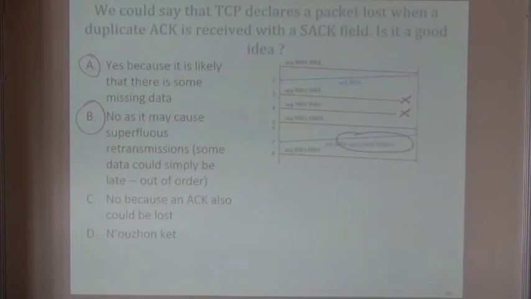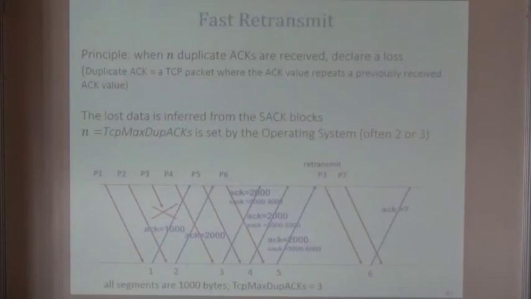Now, B is also right because it's not guaranteed that because I receive a duplicate acknowledgement that the packet is lost. It might be that there are multiple paths in the internet and one of the packets followed a different path and is late and will later be acknowledged. That is also a possibility, although rare. So what does TCP do? Well, it takes both and it uses what is called the fast retransmit heuristic in addition to the timeout that continues to exist, the one we have seen an hour ago.